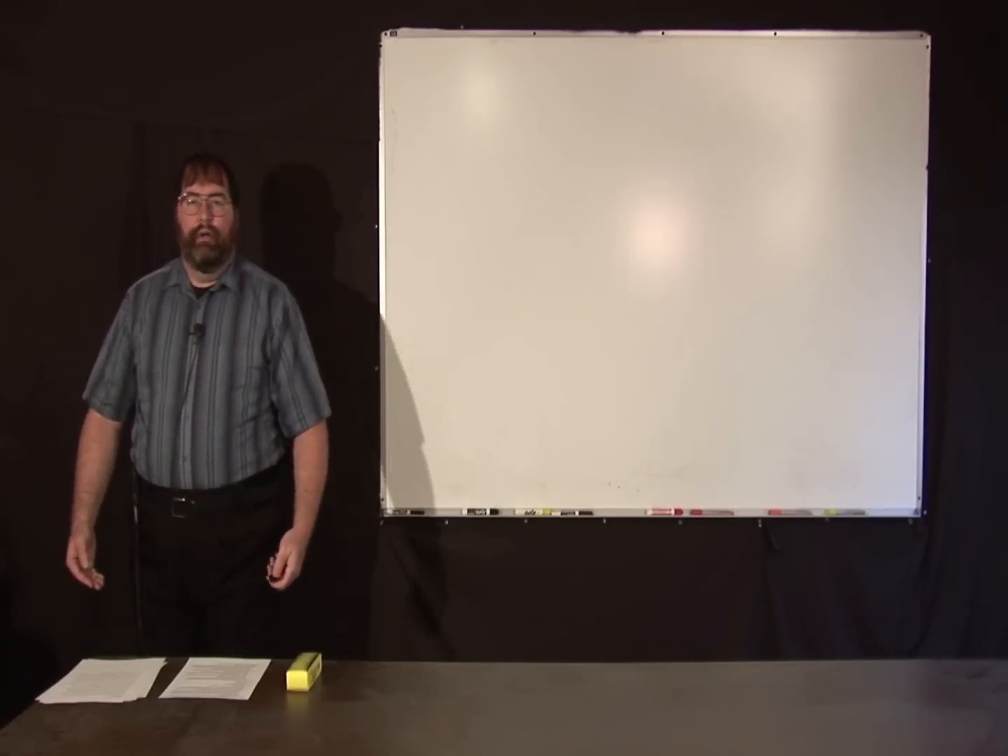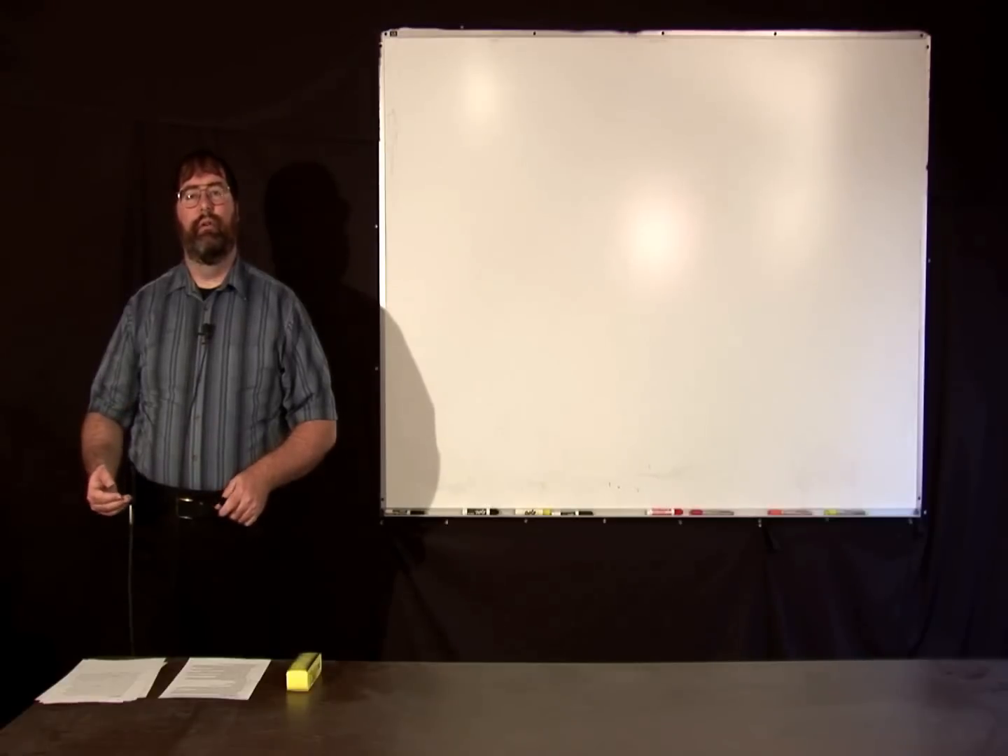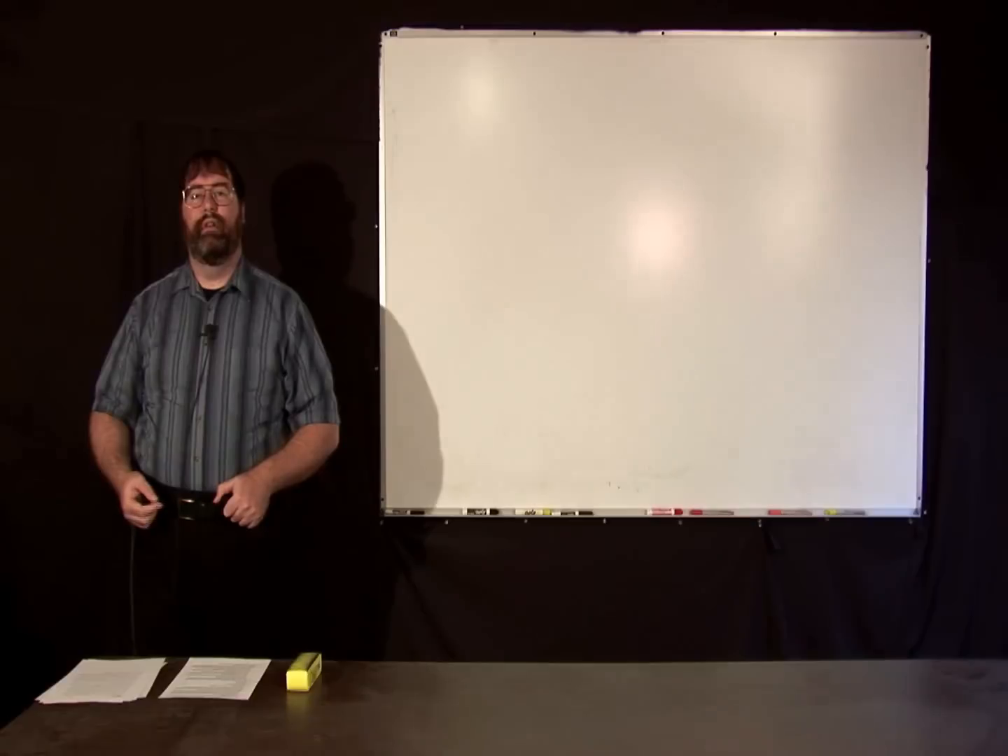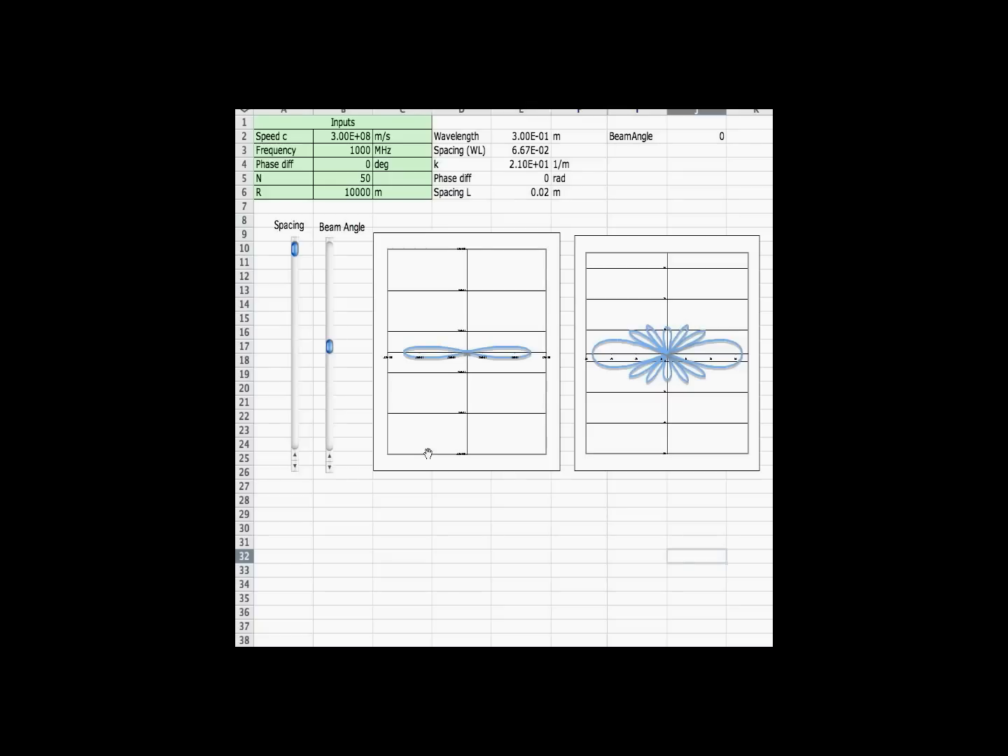Now we're going to play around with this spreadsheet again and show you what happens as you tweak the phase of a linear array of isotropic radiators. Okay, here we are with that spreadsheet again. And what we're looking at now is a 50 element linear array. Set it up for basically something like a half wavelength spacing. Well, actually less than that. And as you can see, it's a nice narrow beam.